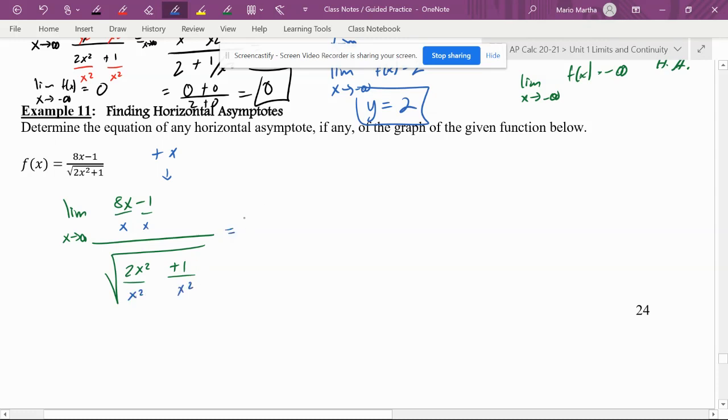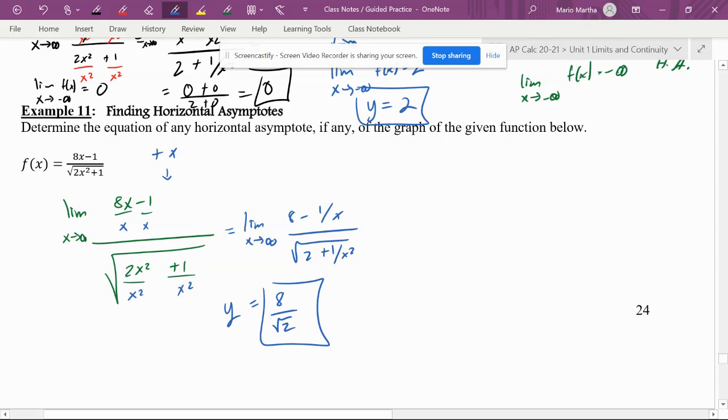So here we end up with the limit as x approaches positive infinity of 8 minus 1 over x divided by the square root of 2 plus 1 over x squared. And again, we end up just pretty much substituting positive infinity. We have 8 over the root 2. So that would be our first horizontal asymptote.